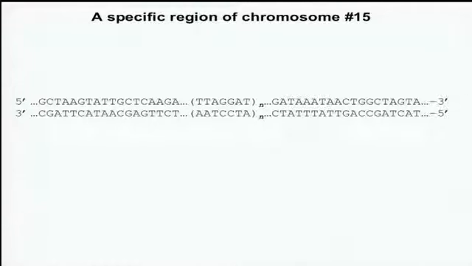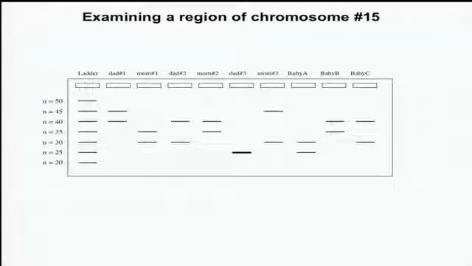On your worksheet, you'll also see the following picture. This is the result of the DNA analysis of chromosome 15. You can see the ladder markings on the left, and you can see the patterns that are given by all of the parents and all of the babies. So what I'd like you to do is answer the questions on your worksheet. And those questions are shown here.